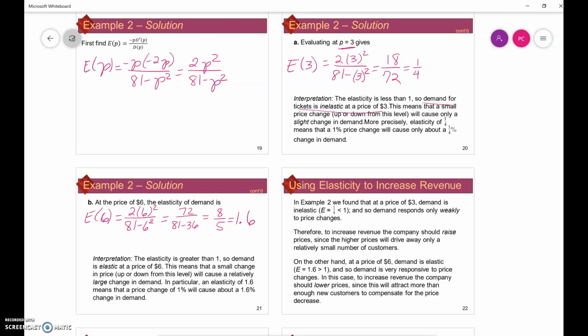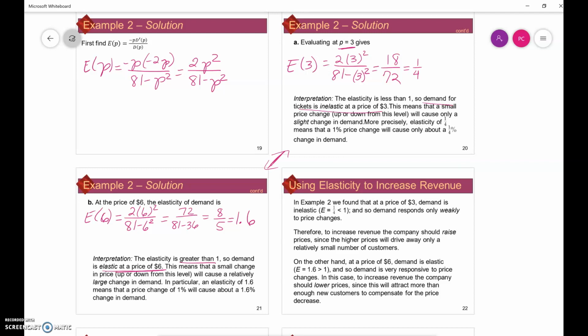This elasticity is greater than 1, so demand is elastic at a price of 6, meaning that a small change in price up or down from this level will cause a relatively large change in demand. In particular, an elasticity of 1.6 means that a price change of 1% will cause about a 1.6% change in demand. So much bigger difference at $3 as opposed to $6. So if it's a smaller price to begin with and it changes just a little bit, you don't really notice. But for this ticket, if it changes at $6 a little bit either way, that's going to cause a big change.